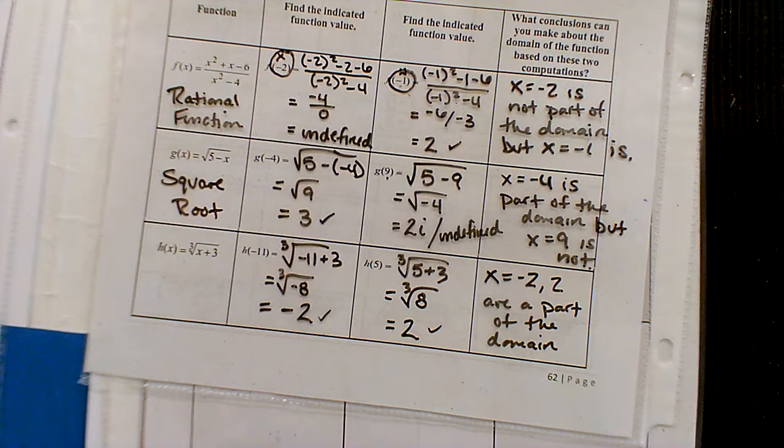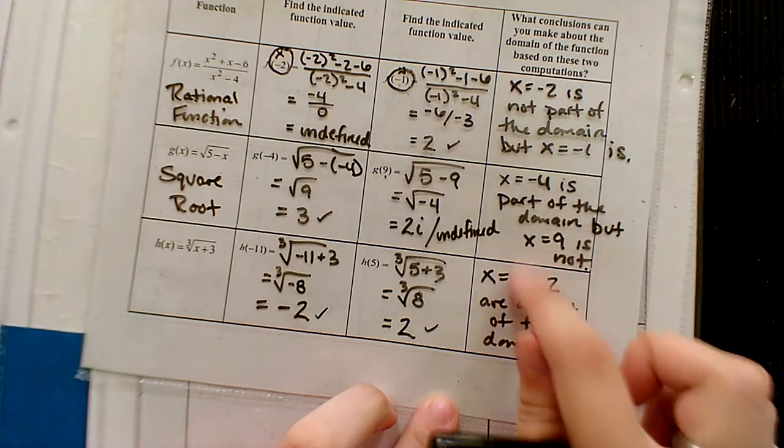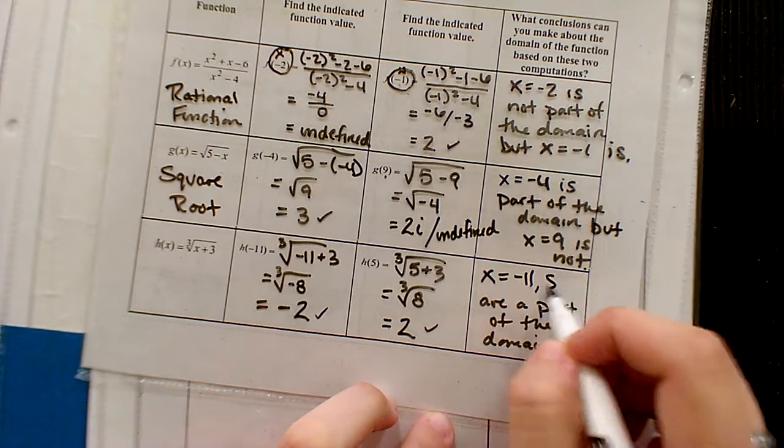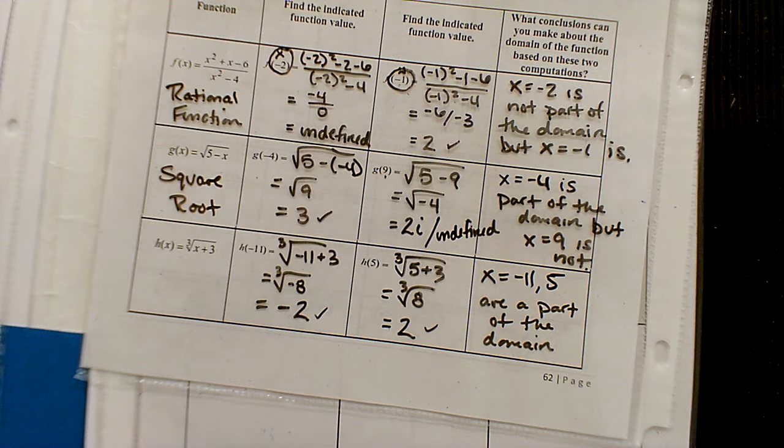Are we doing okay? I think you meant to write negative 11 and 5. Oh, instead of the 2's. I'm sorry. Yes, because we're talking about x values. Negative 11 and 5. Thank you. Good catch.